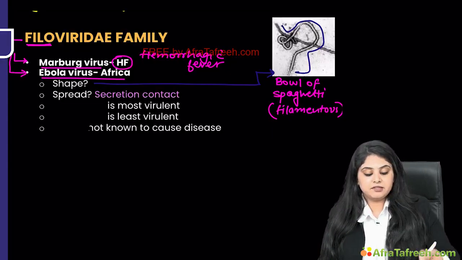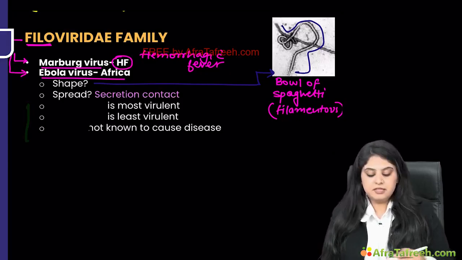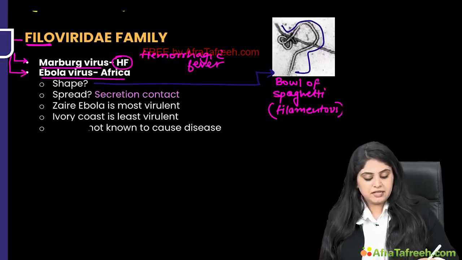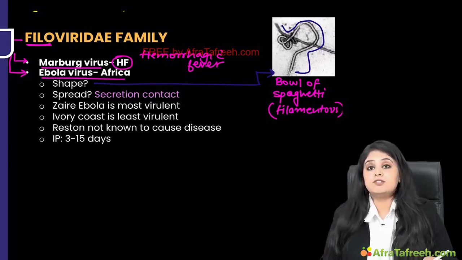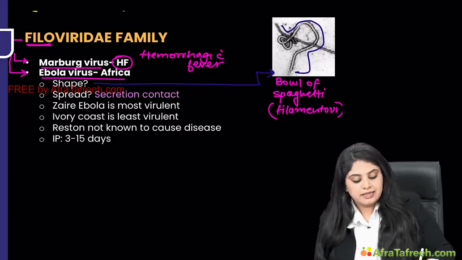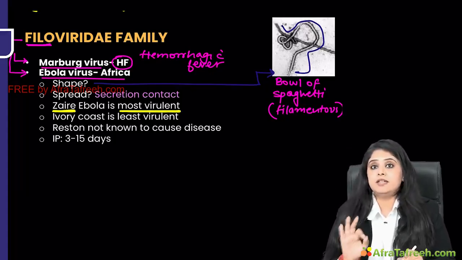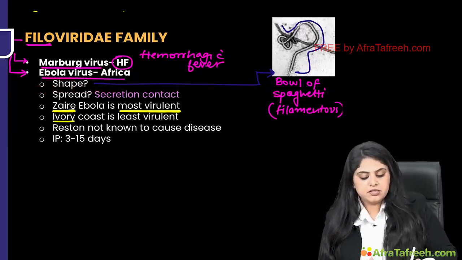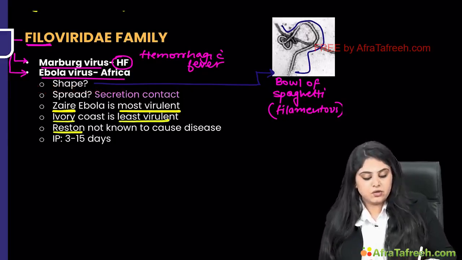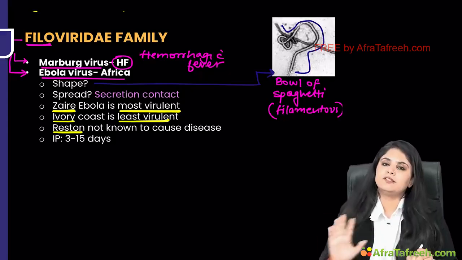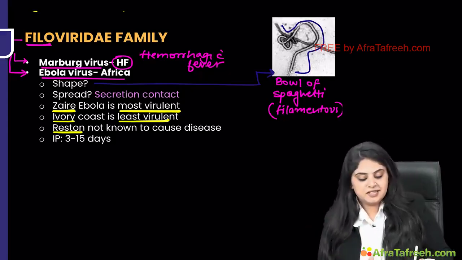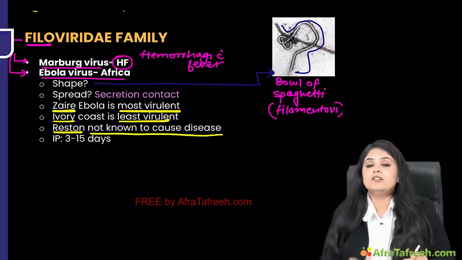That is Ebola virus. Now, Ebola has a lot of strains. So remember, the Zaire Ebola, Ivory Coast and Reston. So please note that Zaire Ebola is most virulent. So Zaire Ebola is going to be very, very virulent. Ivory Coast is the least virulent, and Reston is resting variant. Wo rest kar raha hai. That is not causing any disease. Reston is not going to cause any disease.